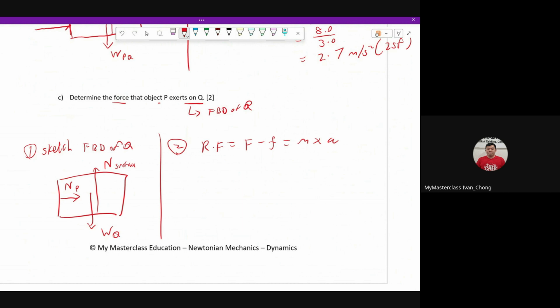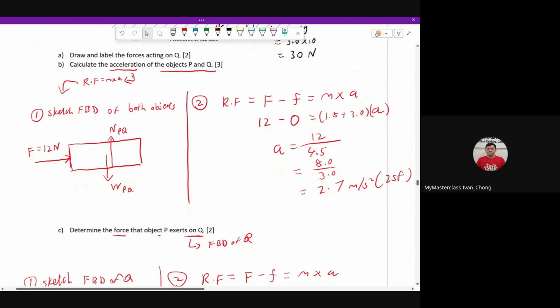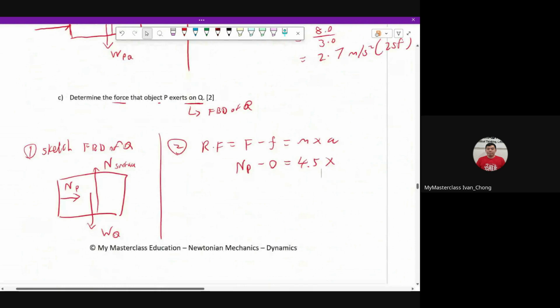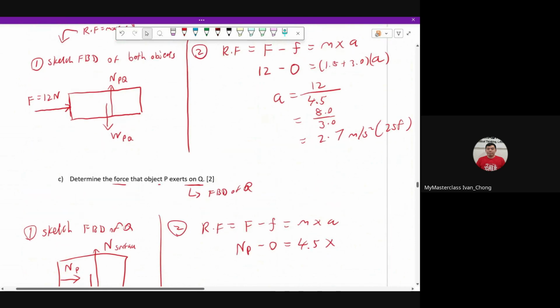Okay, so what is your big F? Big F is our N of P. Small f is 0. What's your mass? Your mass is 4.5. Now, do we know the acceleration? Yes, we do. We actually solved it in part B. Most of the time, these kinds of questions are always linked together. So whatever unknown you found in part B, most likely you can use it to solve part C.